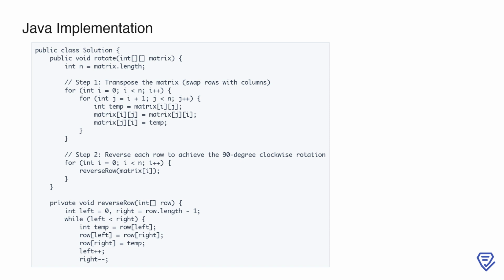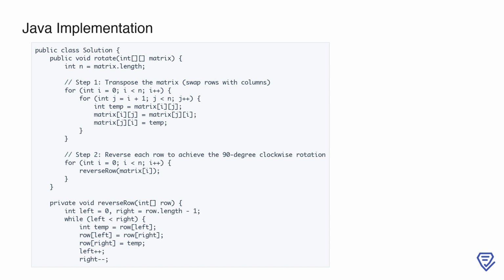The outer loop iterates through each row index i, while the inner loop starts at i+1 to ensure we only swap elements above the diagonal. Inside the loop, we swap matrix[i][j] with matrix[j][i] using a temporary variable. This step effectively mirrors the matrix along its main diagonal. After transposing, the next step will complete the rotation by reversing the order of elements in each row, as you'll see shortly.